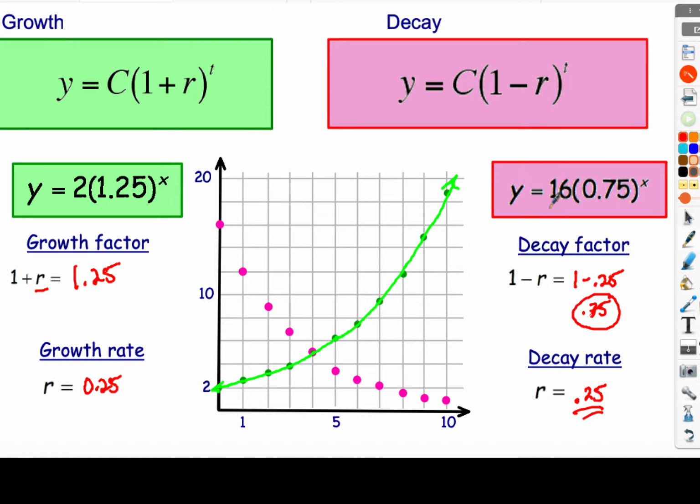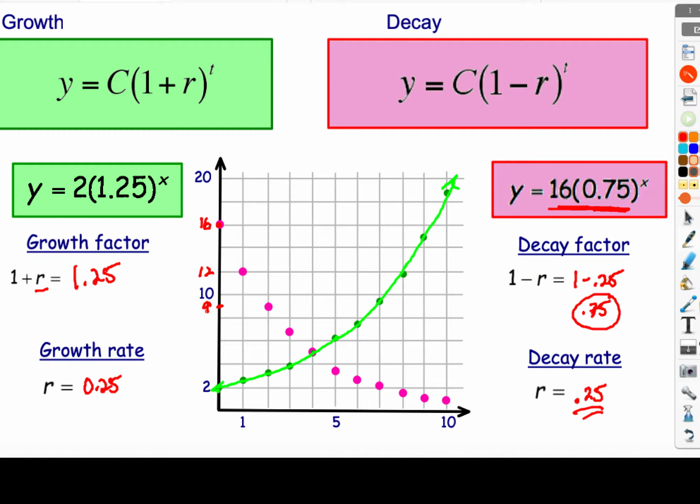So notice up here we're going to start off at 16 up top. But 16 times 0.75 once is 12. 12 times 0.75 drops down to this point here. It's going to be at about, what is that, 9.5 or 8.5, 9 actually. 0.75 times 12 would be 9. And notice we're going down, down, down, down, down.